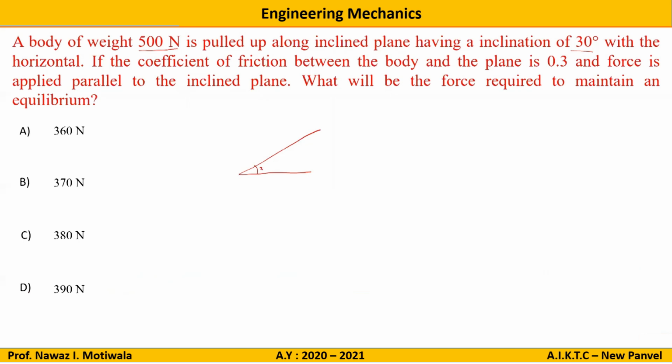It is inclined at 30 degrees, and there is a block of weight 500 Newton, and it is pulled up by a force, let us say P. If the coefficient of friction between the body and the plane is 0.3, and the force is parallel to the inclined plane, so I have made it parallel to the inclined plane.